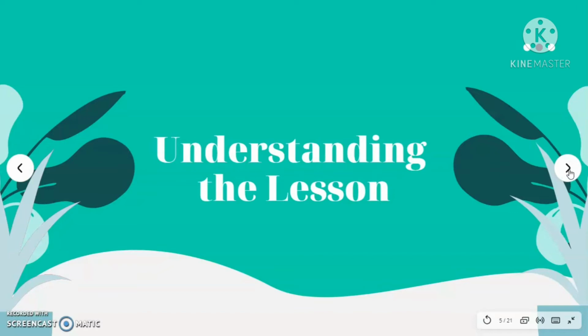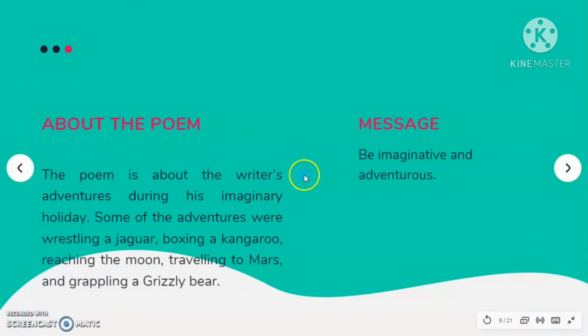Did you enjoy the poem? Now let's look at understanding the lesson about the poem. Do you know what the poem is about? The poem is about the writer's adventures during his imaginary holiday. Some of the adventures were wrestling a jaguar, boxing a kangaroo, reaching the moon, traveling to Mars, and grappling a grizzly bear. The message of the poem is to be imaginative and adventurous. What about you? Do you have your own imaginary holiday?